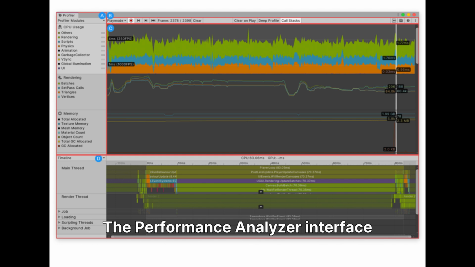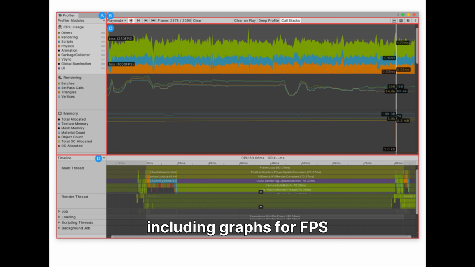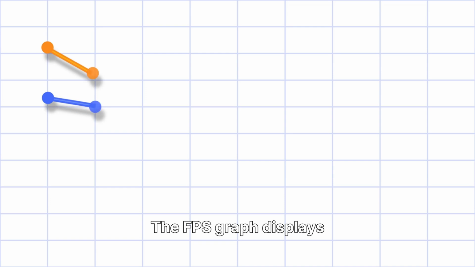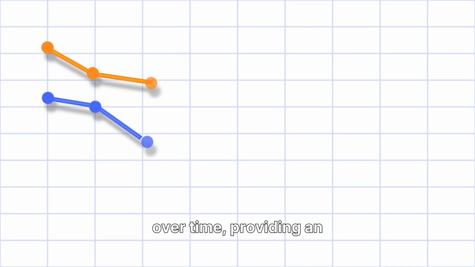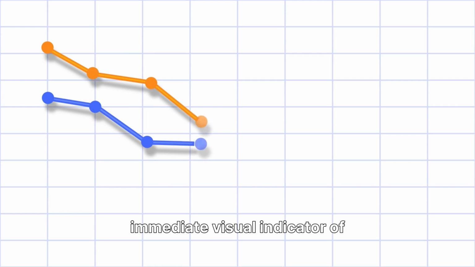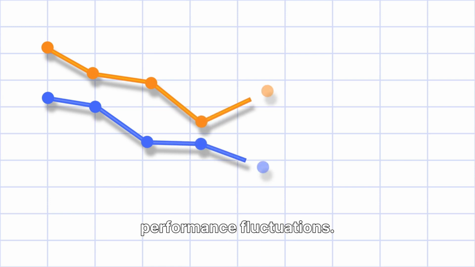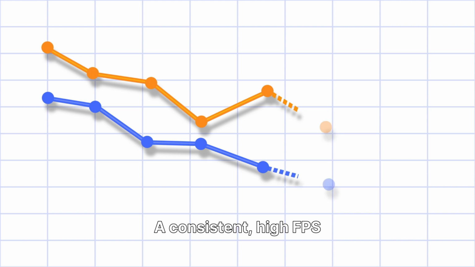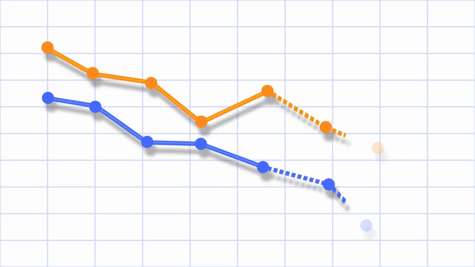The Performance Analyzer interface features several key areas, including graphs for FPS and GC, and a detailed event timeline. Each section provides unique data points essential for a thorough performance review. The FPS graph displays your frames per second over time, providing an immediate visual indicator of performance fluctuations. A consistent, high FPS line is generally desirable, while significant dips signal potential problems.